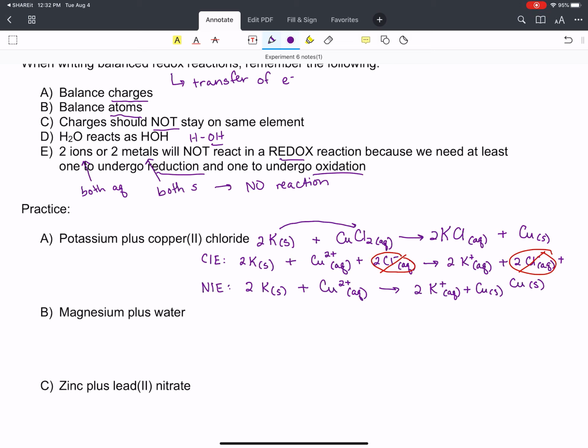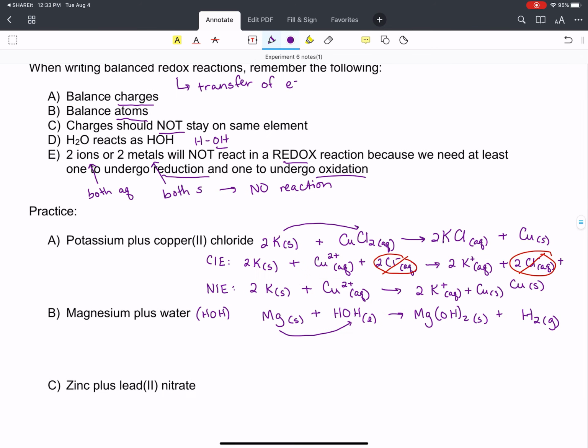Let's look at the next one. We have magnesium plus water. Again, think about water reacting as HOH. So we've got magnesium reacting with water, which is a liquid. Magnesium's going to pick up the OH, and because magnesium's a 2+ ion, it makes magnesium hydroxide, which according to our solubility chart is a solid, and the other product is H2 gas. We need to make sure that this reaction is balanced, so we put a 2 in front of the water.